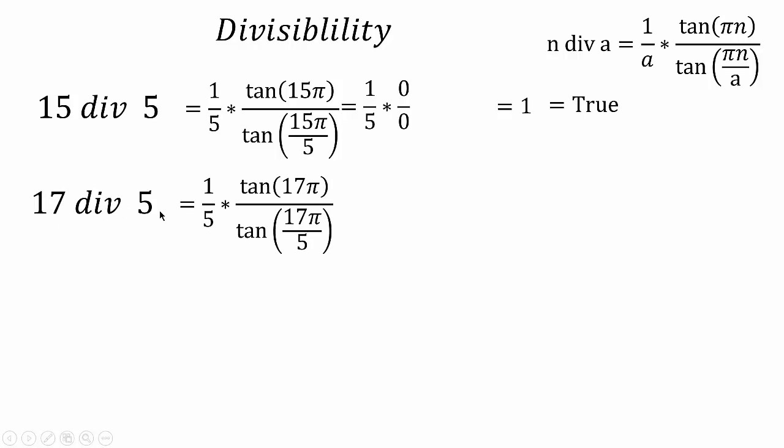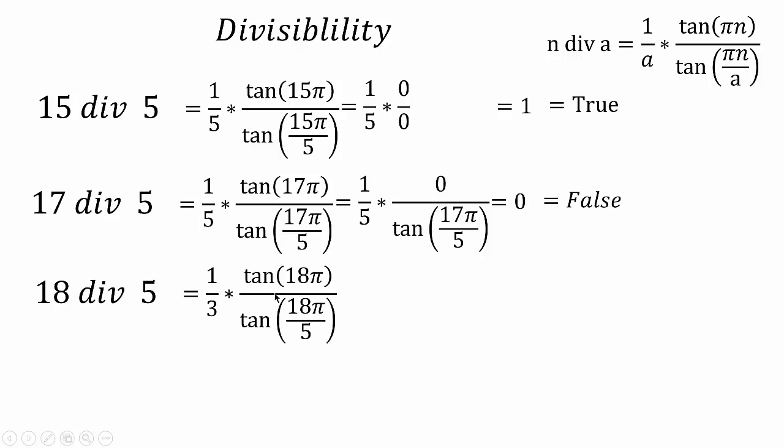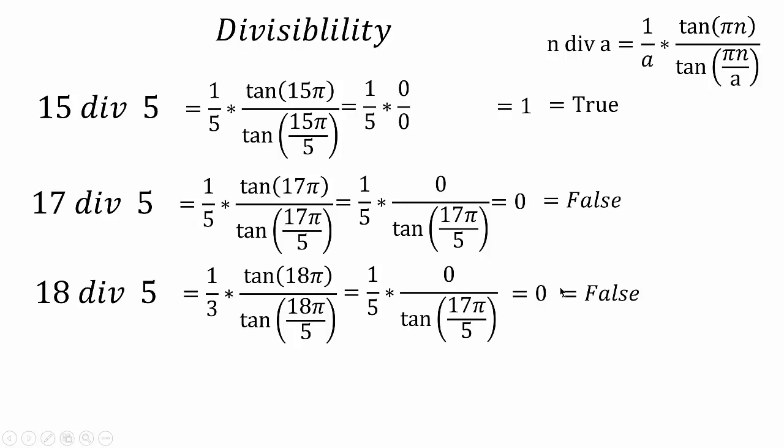Similarly, 17 divided by 5, the numerator will be 0, and then it will result in 0, which is false. Similarly, 18 divided by 5, we will get this result. So here it is 5 not 3, then it will give 0, and again give 0. This is 18 pi, and which is false.